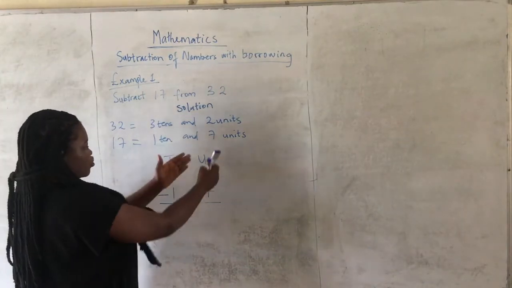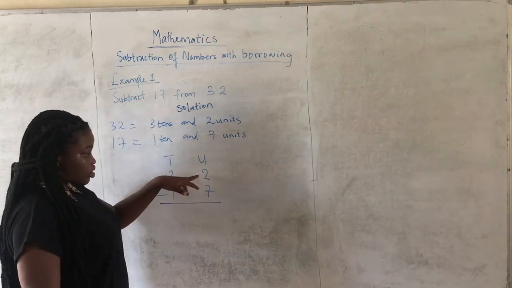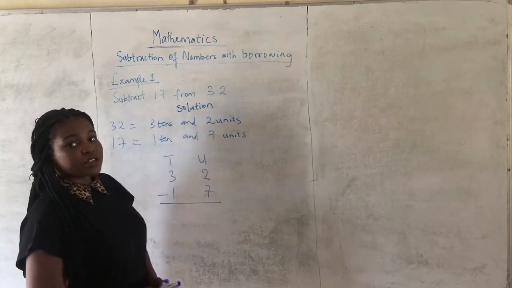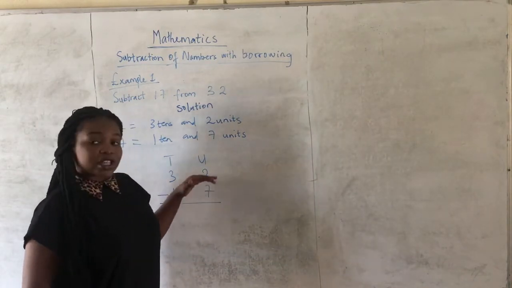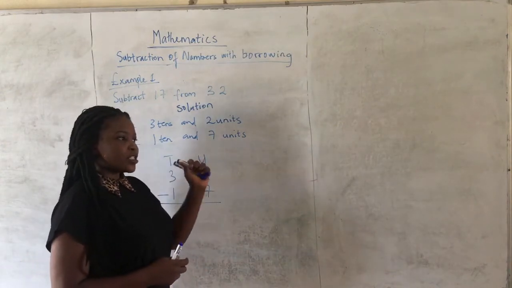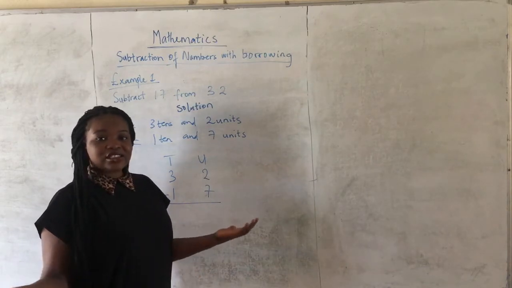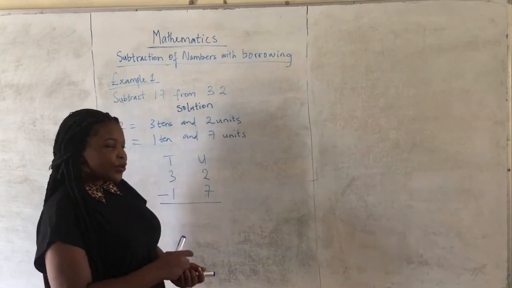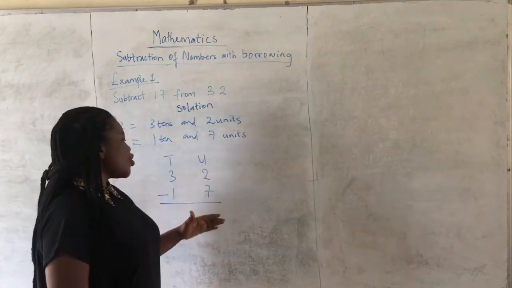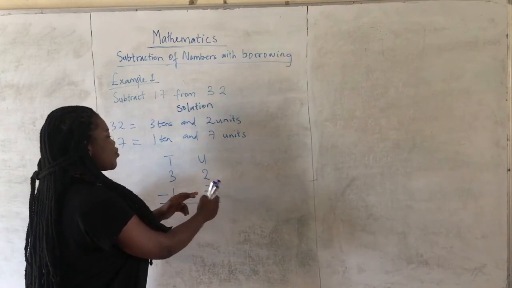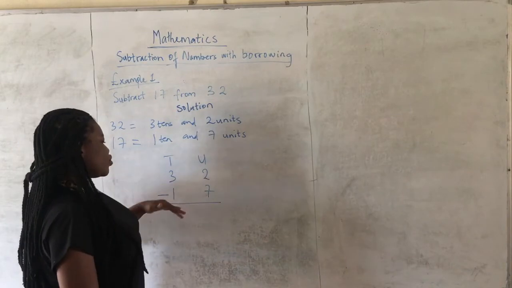First of all, we treat the unit column first. 2 minus 7 is impossible. You cannot remove 7 from 2. You have 2 pencils. Your teacher asks you to take away 7. Where will you get the 7 pencils from 2? That's not possible. So that's why we need to borrow. We don't borrow from the 7, rather we borrow from the tens column, the first digit, not the second digit.